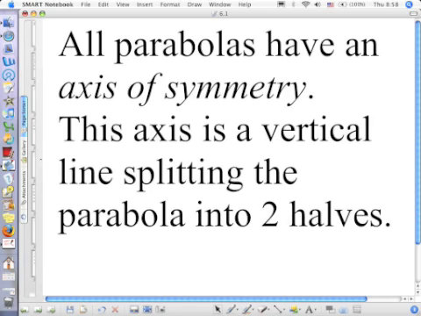Now, when we were graphing lines, we said there is a specific equation that is for a vertical line. Does anybody remember what that is? A vertical line. X equals whatever. Okay, y equals is a horizontal line. So, if we're going to be looking for an axis of symmetry, it's going to be a vertical line, and it's going to look like x equals and a number. Okay?